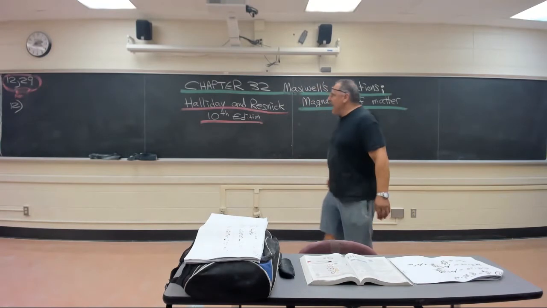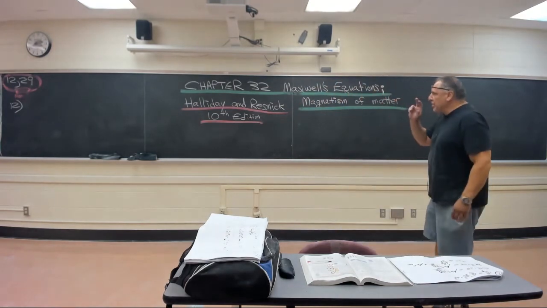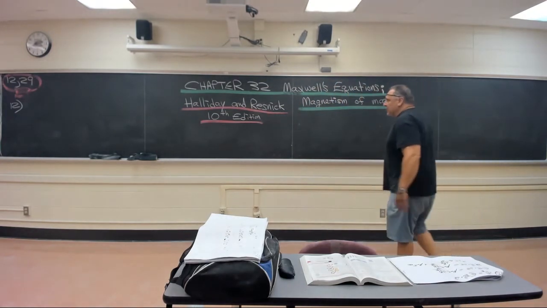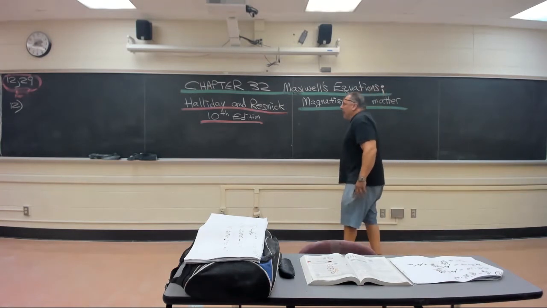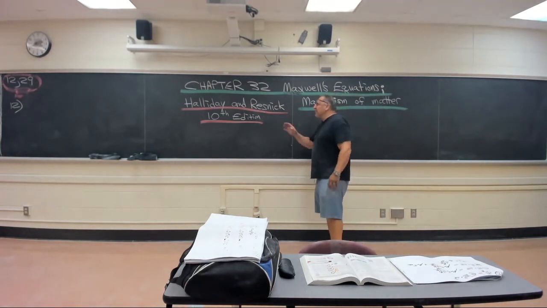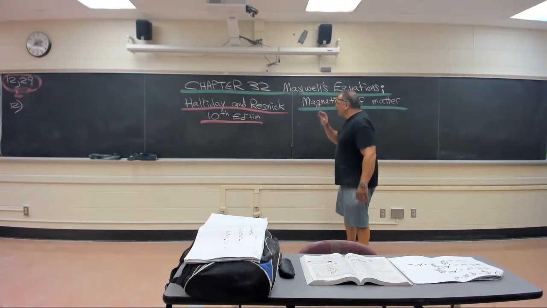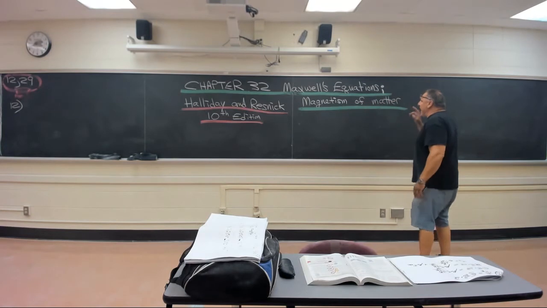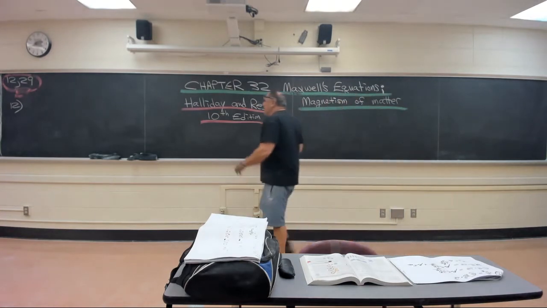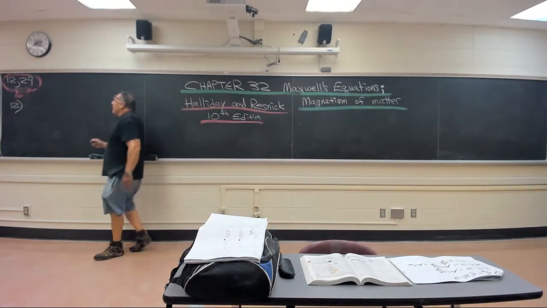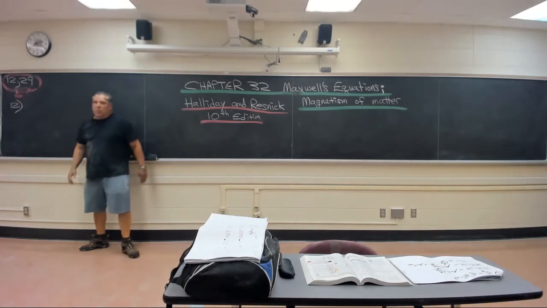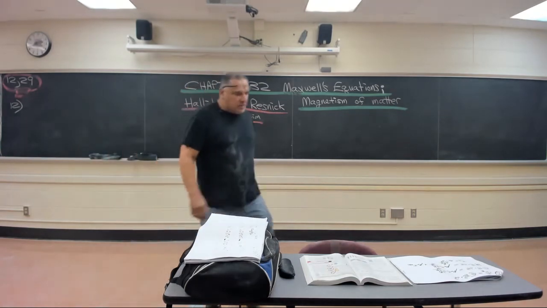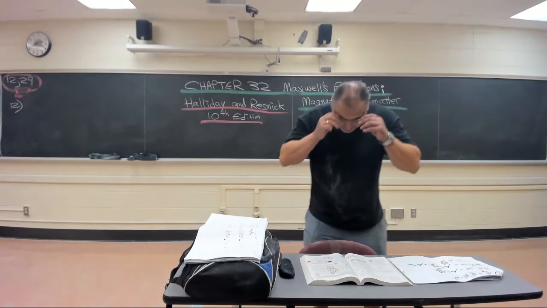Alright, everyone, welcome back. Let's talk about Chapter 32, the last of the chapters that I was dealing with regarding the Halliday and Resnick 10th edition book. Chapter 32 pertains to Maxwell's equations and the magnetism of matter. Problems 12 and 29 are what I'm going to try to do. So let's take a look.